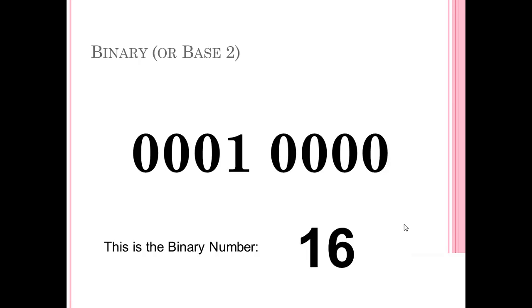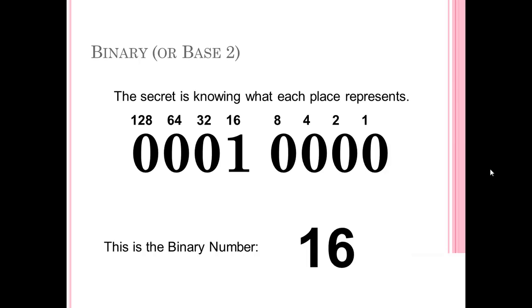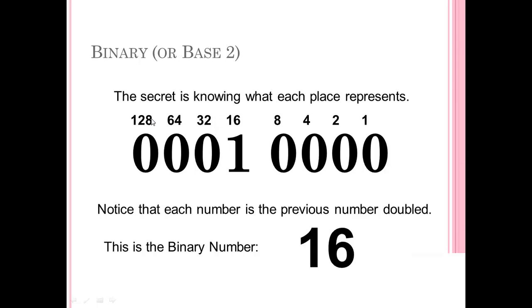This is the number 16, right? And so the secret is knowing what each place represents. This one is 1, 2, 4, 8, 16, 32, 64, and 128. If this is 2 to the 0, 2 to the 1, 2 squared, 2 cubed, 2 to the 4th, 2 to the 5th, 2 to the 6th, 2 to the 7th power.